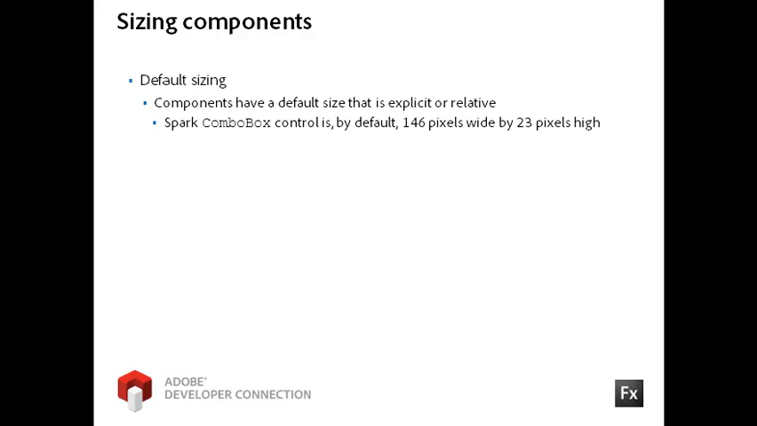When sizing components, you can do so in four ways. The first is default sizing. Some but not all components have an explicit or relative default size. For instance, a Spark combo box control is by default 146 pixels wide by 23 pixels tall, while a Spark button control sizes itself to fit the text displayed in its label property.